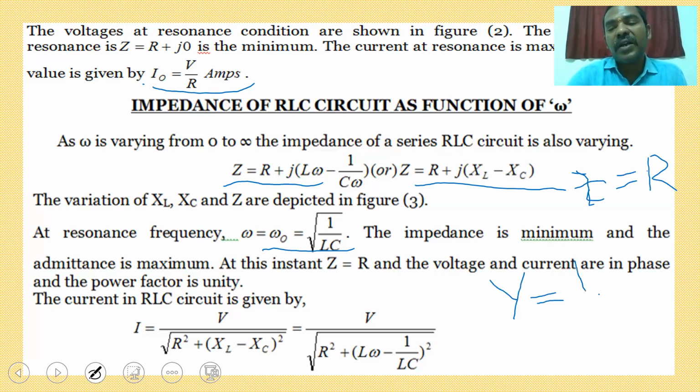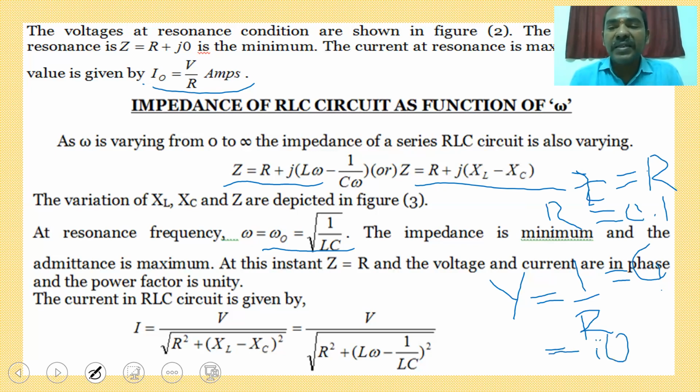So we are getting a conductance value. If you take R equal to 0.1 ohm, then you can get the admittance as 10 mhos. That means the impedance is minimum and the admittance is maximum under resonating condition, and the power factor must be unity.